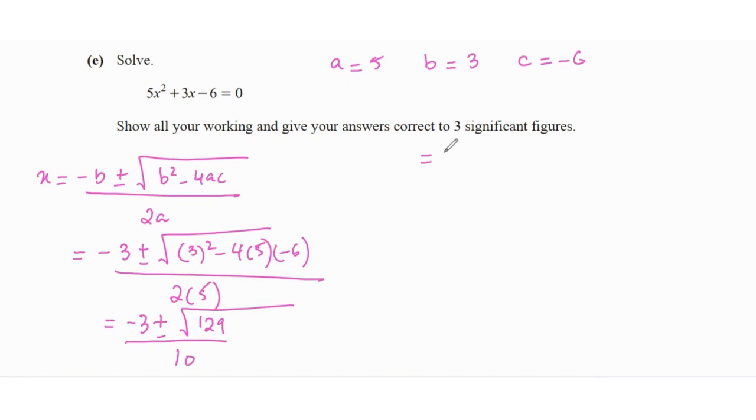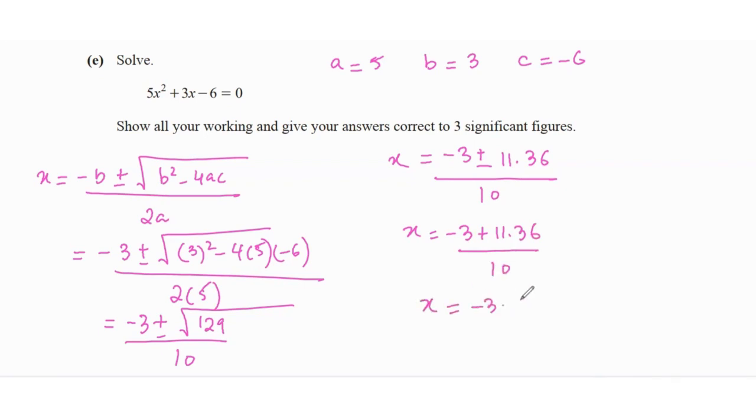So the square root of 129 is 11.36. Over 10. So one value of x is going to be negative 3 plus 11.36 over 10, and the other would be negative 3 minus 11.36 over 10. If we solve these, we get 0.836, correct to 3 significant figures. And for the other one, negative 1.44, correct to 3 significant figures.